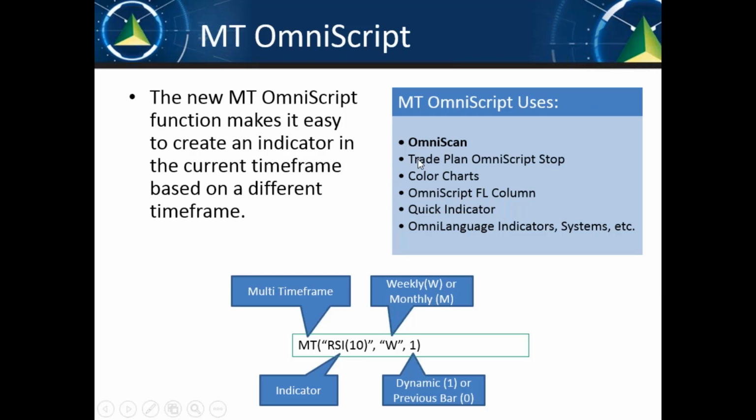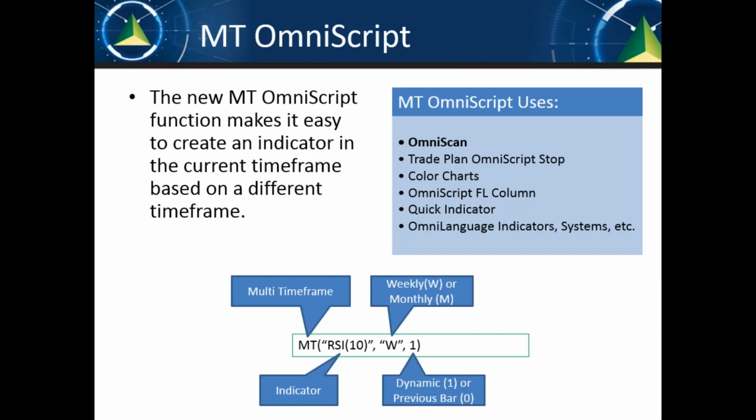You know, in trade plans, you can write a little OmniScript to use the stop. Well, now you can use multiple time frame, either lower or higher time frame, in order to determine that. Of course, you can do it with color charts. You can also have a focus list column with indicators where you could use this. You can also create a quick indicator, you know, right click, add quick indicator, and just create your own indicator using multiple time frames. And also, of course, you could use it in Omni language in order to have indicators, systems, stops, so on, based off of different time frames. So you can already see that we really focused on this multiple time frame analysis from a visual perspective, as well as the ability to automate something using this analysis.